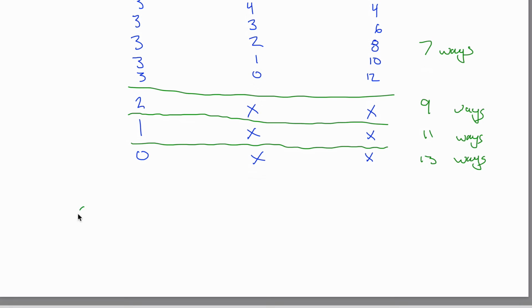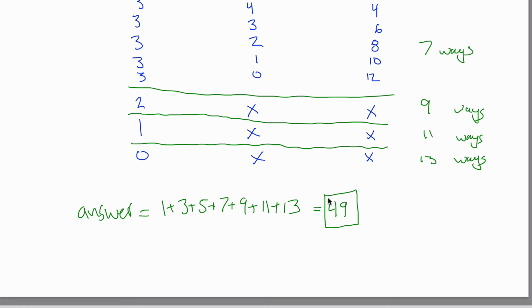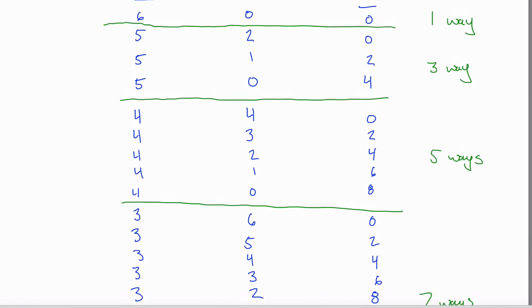So my answer is 1 plus 3 plus 5 plus 7 plus 9 plus 11 plus 13. It's the sum of the first 7 odd numbers, which we know from above is 7 squared, which is 49, or you could just add those up and get 49. 49 ways would end up being the answer. And I guess that ends this quiz.